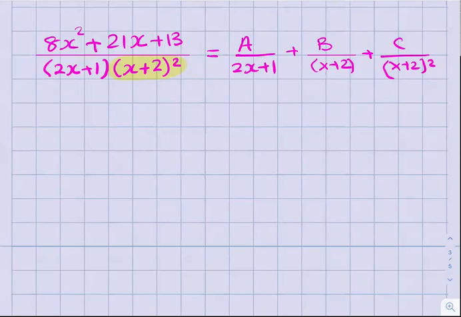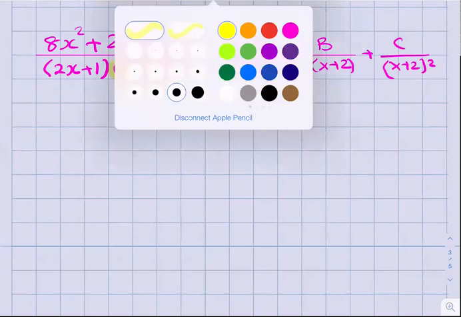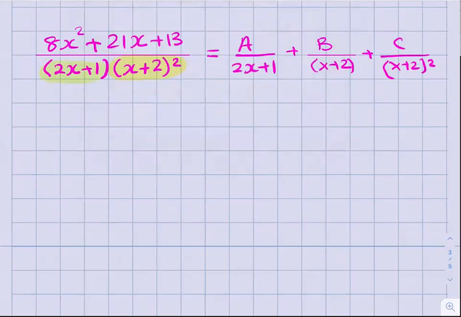The first one is 2x plus 1, the green one. And the second one, because it's squared, the yellow one is x plus 2 squared. We call it a repeated factor. If you remember when we did partial fractions, you need to write it twice: first x plus 2 to the power 1, and then x plus 2 to the power 2. That's why we got A plus B plus C.